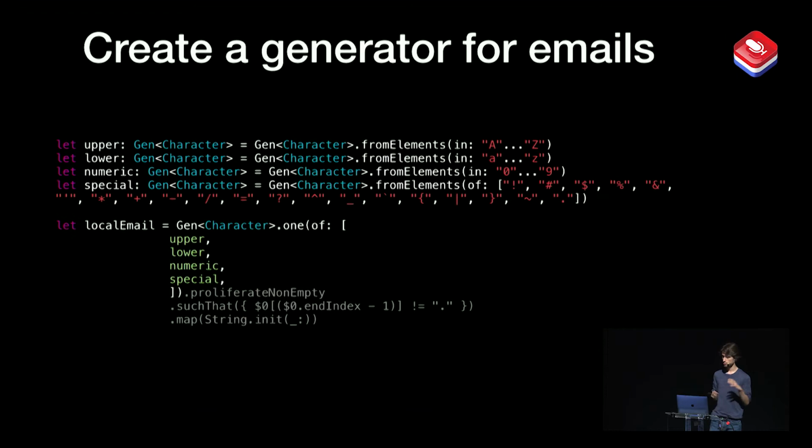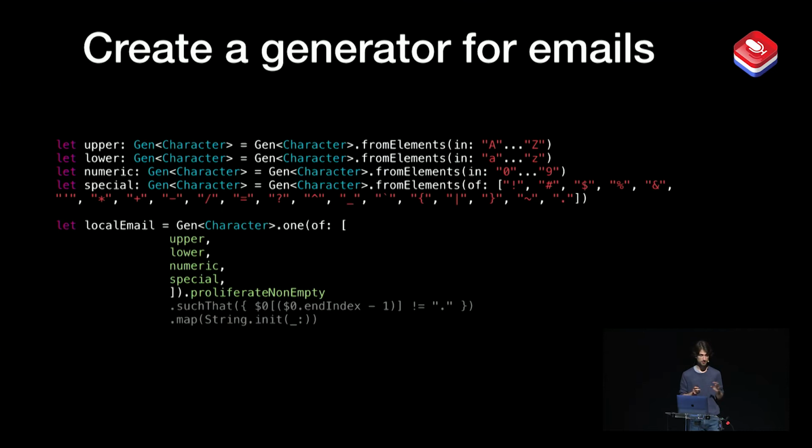Then we are going to glue them together, to combine them together in order to generate what's called the local part of the email. So it's everything that's before the @ sign. So to do it, we say, OK, the content of the local part of the email can be an uppercase character, a lowercase character, a numeric character, or a special character.